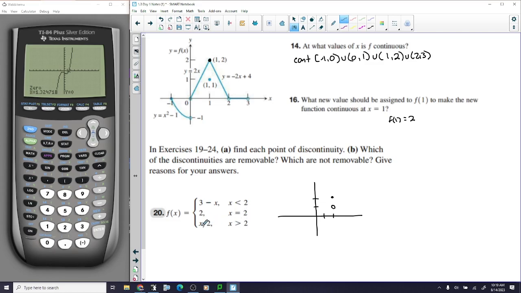And then for x greater than 2, we're at a value of 1. But this has a slope of -1, so it probably does something like this right here. This has a slope of 1/2, so it's a little flatter right here. But this is a removable discontinuity. Find each point of discontinuity. So A, x equals 2. B, which of the discontinuities are removable? X equals 2. Which are not removable? None. Give a reason for your answer. The limit as x approaches 2 of f of x is equal to 1, and f of 2 is equal to 2. That's a removable discontinuity.